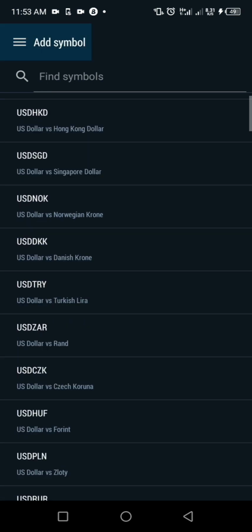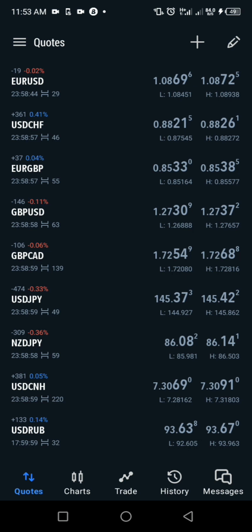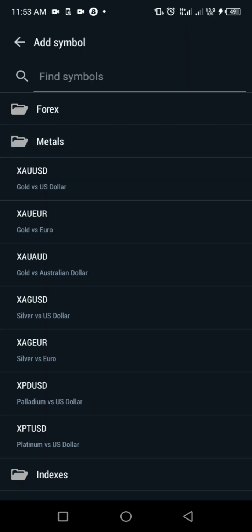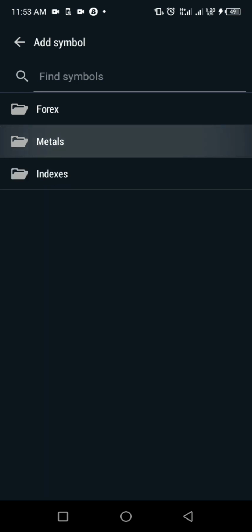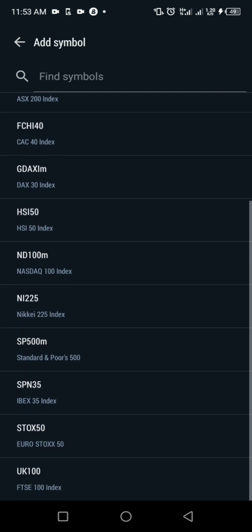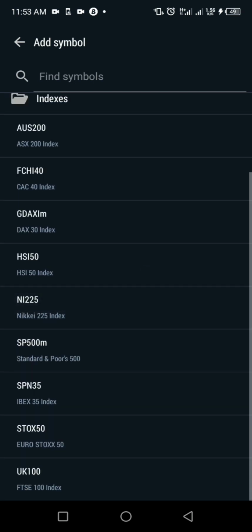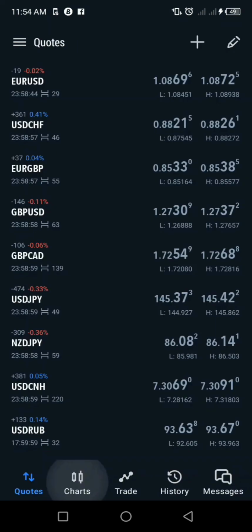So aside that, we trade gold. Gold is being traded, silver. If you come to metals, you see them here. USD gold, this is a major pair. Gold euro, this is a minor pair. Gold Australian dollar, minor pair. So silver USD, this is a major pair too. So that's that. These are what are traded, and indexes. This is indexes. Normally these markets move on weekends too.